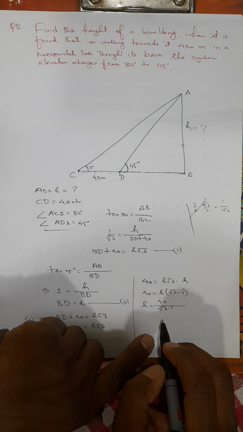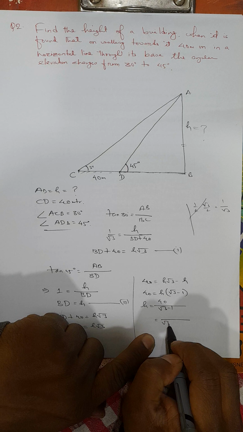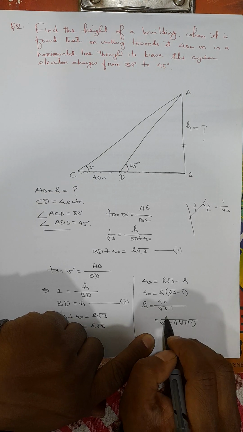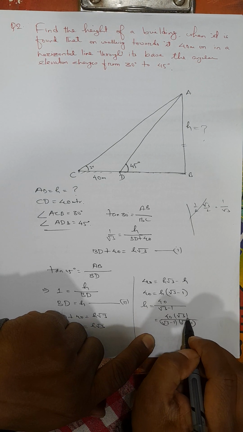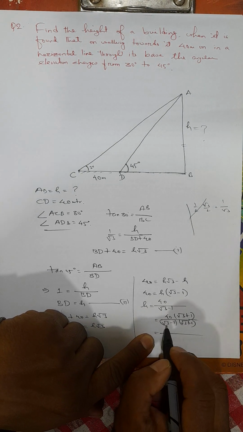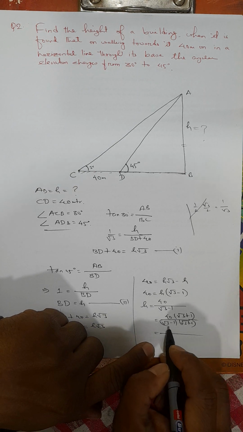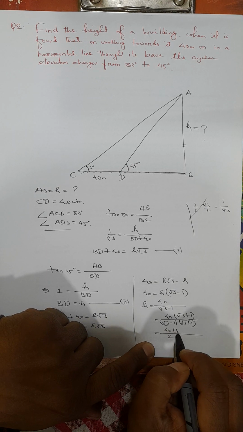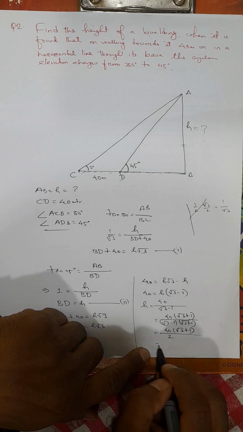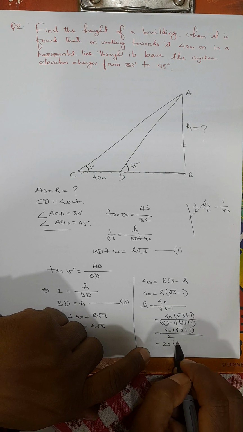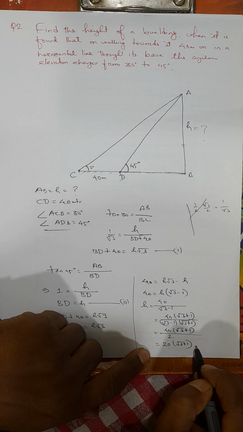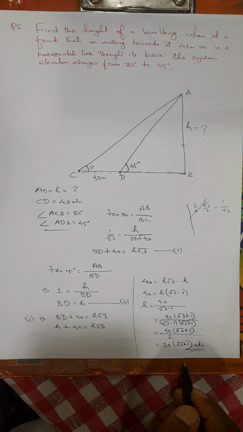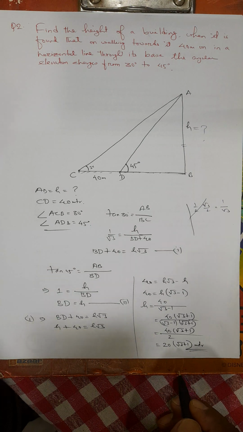Now let us rationalize the denominator here. Square root of 3 minus 1, multiply this by square root of 3 plus 1, then 40 multiplied by square root of 3 plus 1. So you got a plus b into a minus b, a square minus b square, 3 minus 1 means 2. 40 multiplied by square root of 3 plus 1 divided by 2. This is 20 multiplied by square root of 3 plus 1. So this is the height of the tower, 20 multiplied by square root of 3 plus 1 meter. Right?